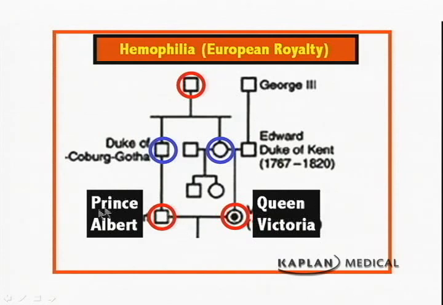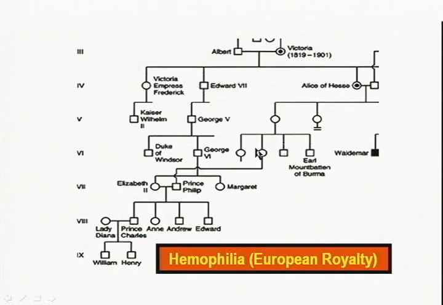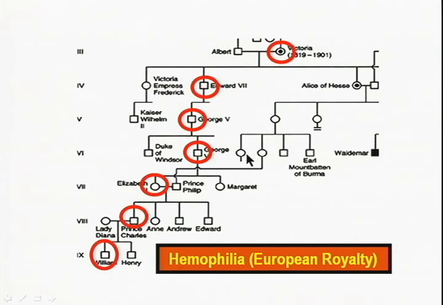What is interesting is that Prince Albert here and Queen Victoria here had the same grandfather, consanguinity. His father and her mother were siblings. This is looking at the genetic line from Queen Victoria in current English royalty, Queen Victoria, Edward VIII, and so on. None of the current English monarchs have hemophilia.